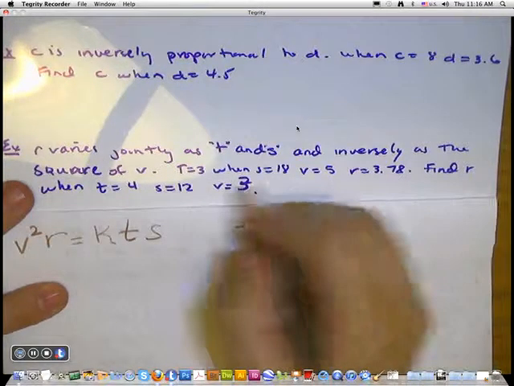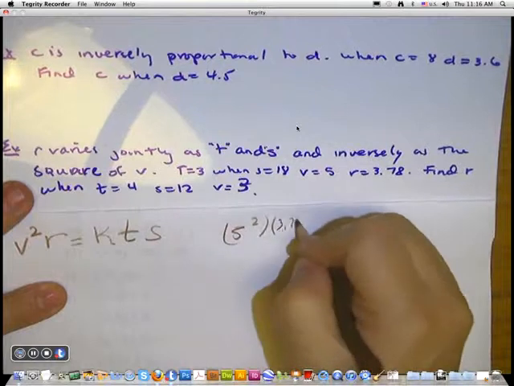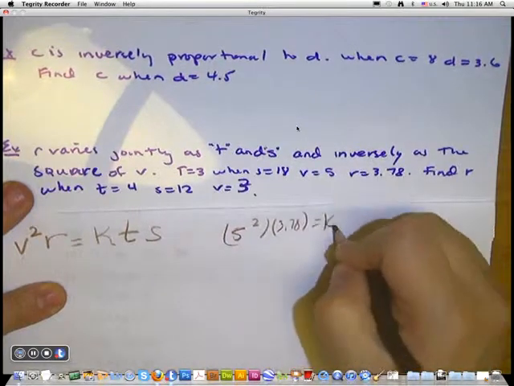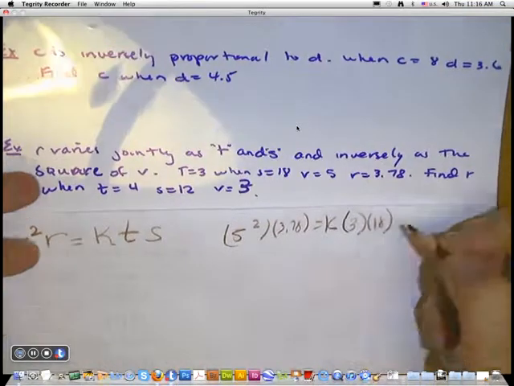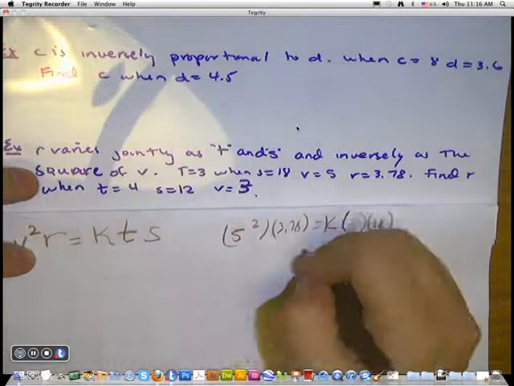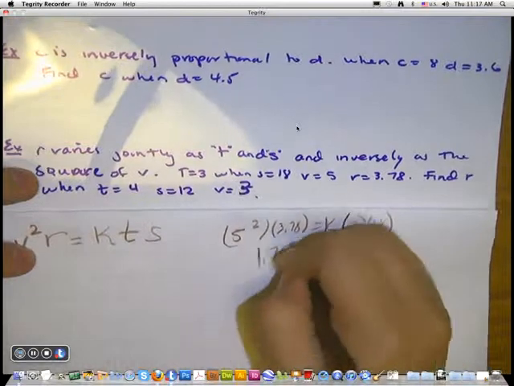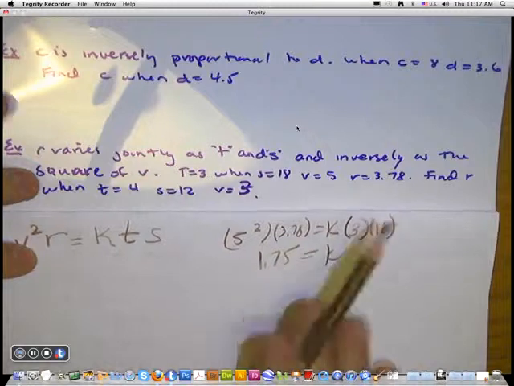So let's see. I have 5 squared. R is 3.78. K is what I'm finding. T is 3. S is 18. So on my calculator, I got 25 times 3.78. And I'm dividing it by 3 times 18, which is 54. So K is 1.75. There's decimals in my problem. There can be decimals in my answer.